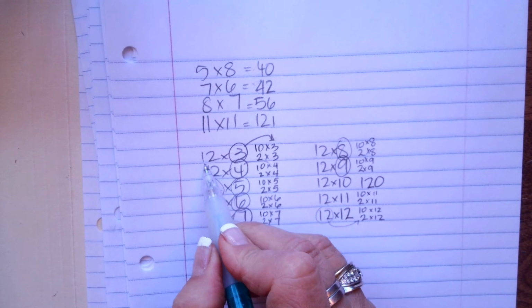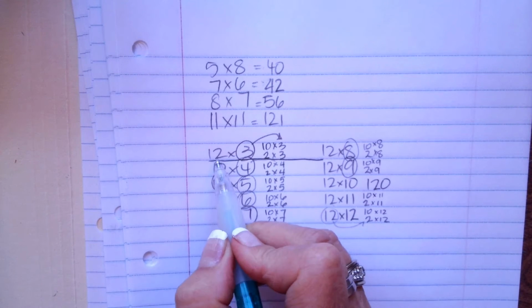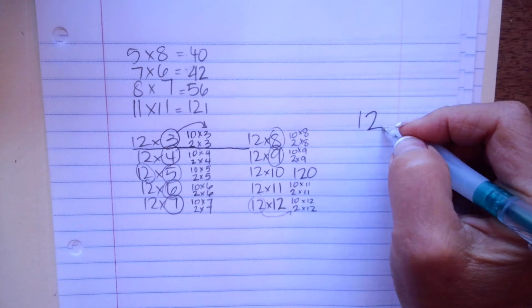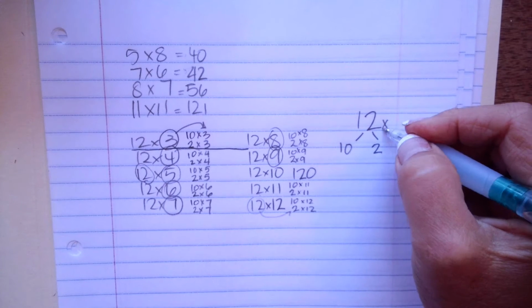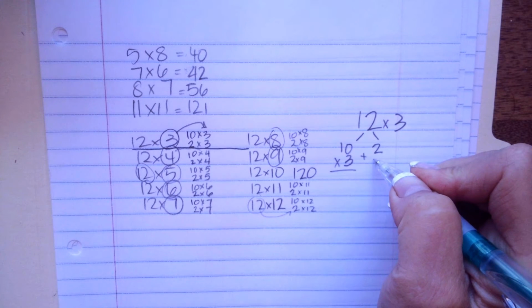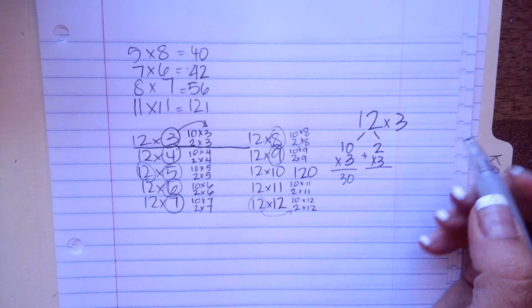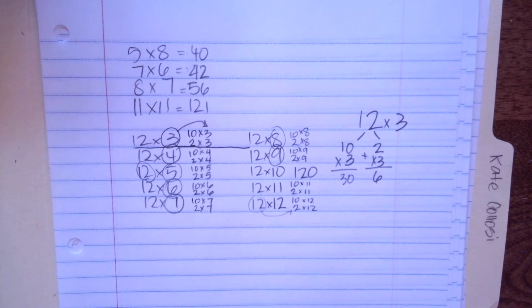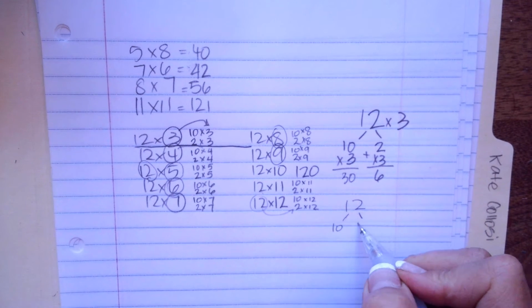So the problem 12 times 3 now becomes 10 times 3 plus 2 times 3, because basically what we did was say this 12 is made up of a 10 and a 2. So if I'm multiplying it by 3, it's the same as 10 times 3 plus 2 times 3. So 10 times 3 is 30, and 3 times 2 is 6. So that is 36.